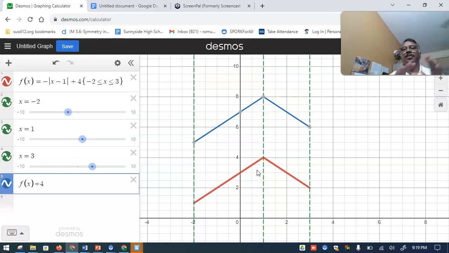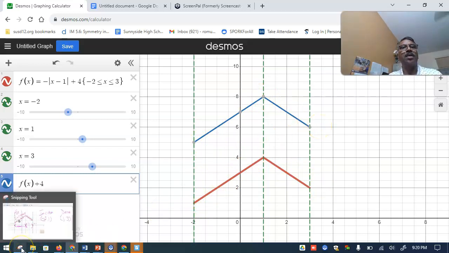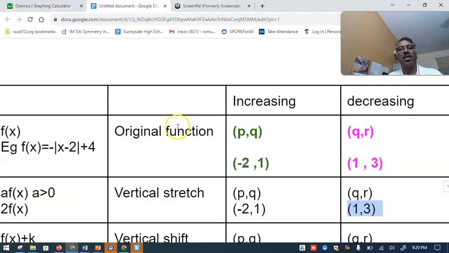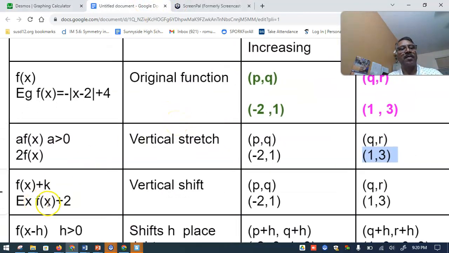So that means if it is increasing, so the first time it is increasing and then it is decreasing, right? So in both cases you can see it is increasing and then decreasing and then again increasing and decreasing, so the interval stays the same. So what I did was in the table, here is the table. See, in this example, I took plus 2. That is a vertical shift k, where k is plus 2. You see, the PQ and QR, they still stay the same.